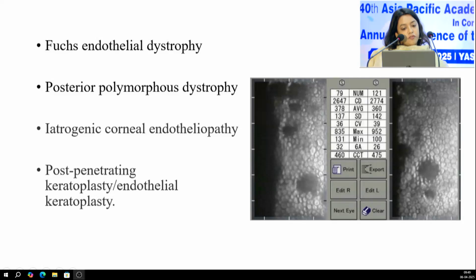This is a case of endothelial dystrophy with an increased coefficient of variation and decreased 6A and cell density. It is useful in conditions like Fuchs, PPMD, iatrogenic corneal endotheliopathy, and post-penetrating keratoplasties.